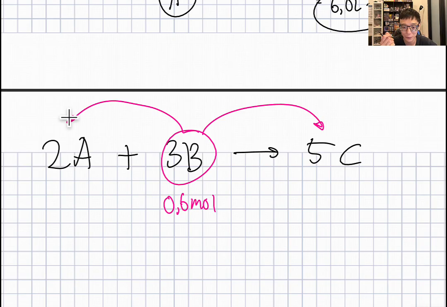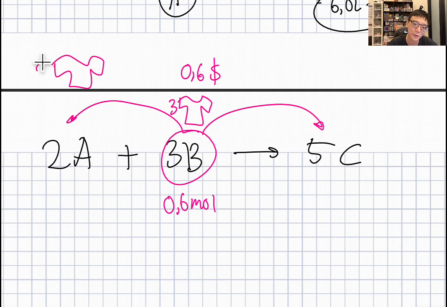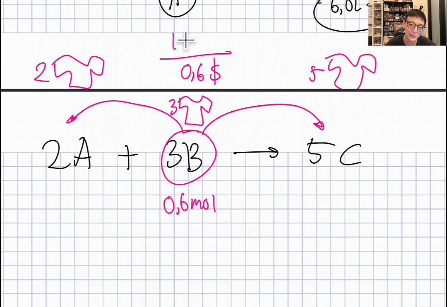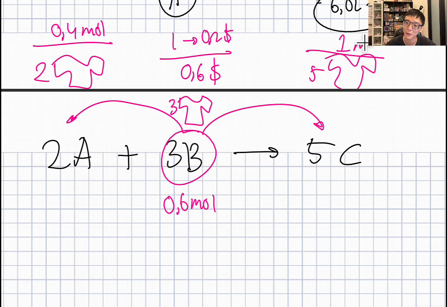So what do we need to do? If I were you, I would visualize it like this. Like 3 pieces of clothing, the price is 0.6. So what would be the price of 2 pieces of clothing and 5 pieces of clothing? I would find the price of 1 piece of clothing first, right? So 1 piece of clothing would be 0.2, 0.6 divided by 3, right? Meaning that 2 pieces of clothing would be 0.4 mole. And this thing would be 0.2 multiplied by 5, so 1 mole.